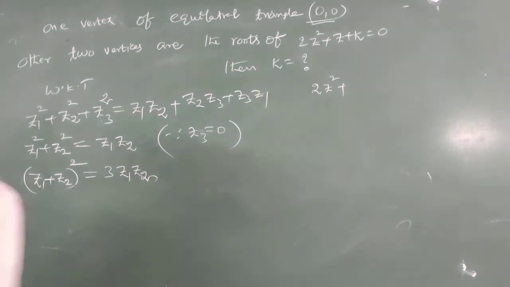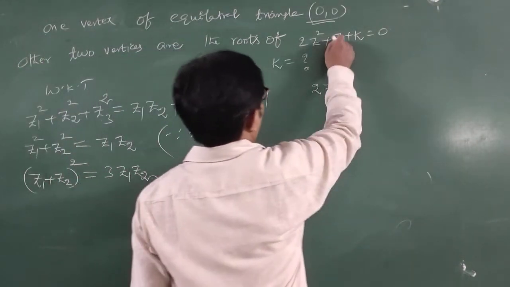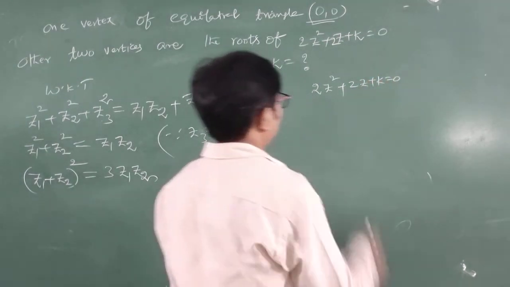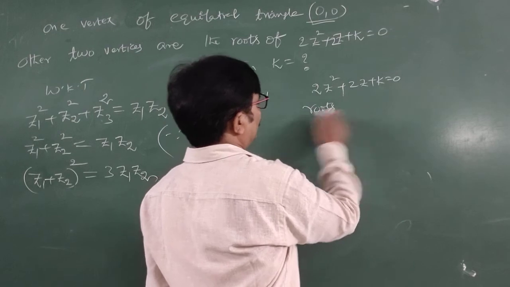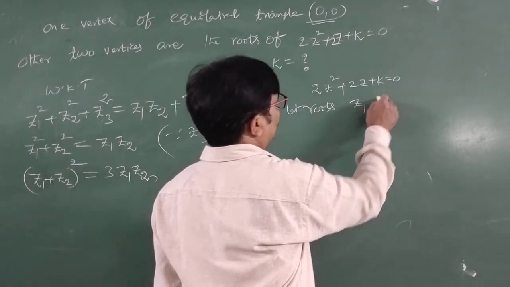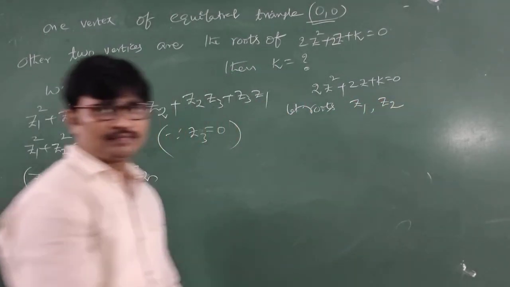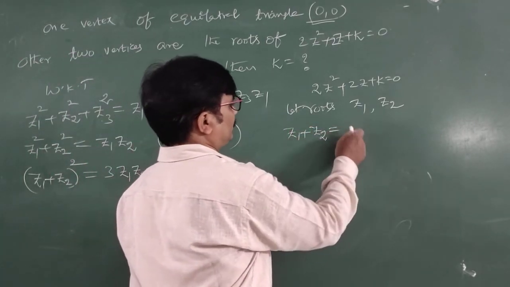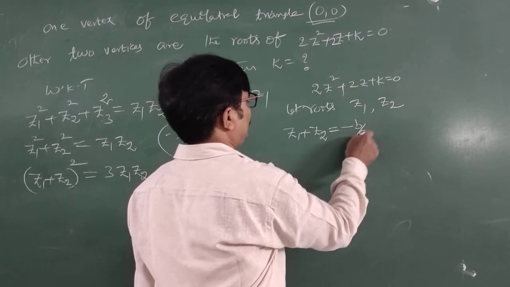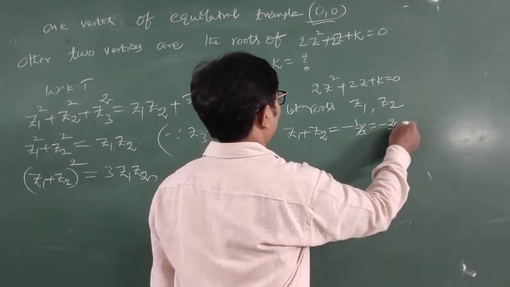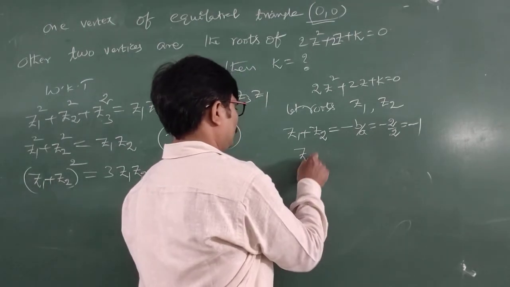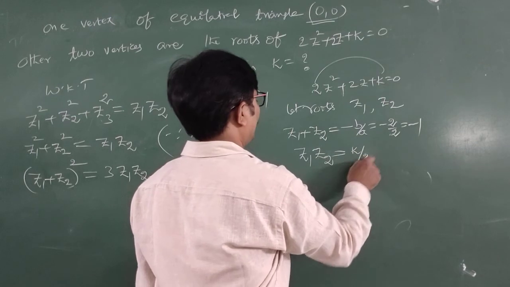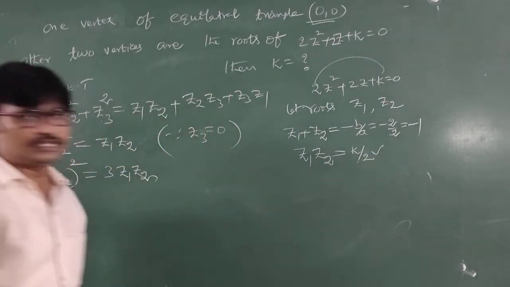Here the given equation is 2z square + 2z + k = 0, having the roots z1, z2. The sum of the roots z1 + z2 equals minus b by a, which is minus 2 by 2, that is minus 1. The product of the roots z1 z2 is k by 2.